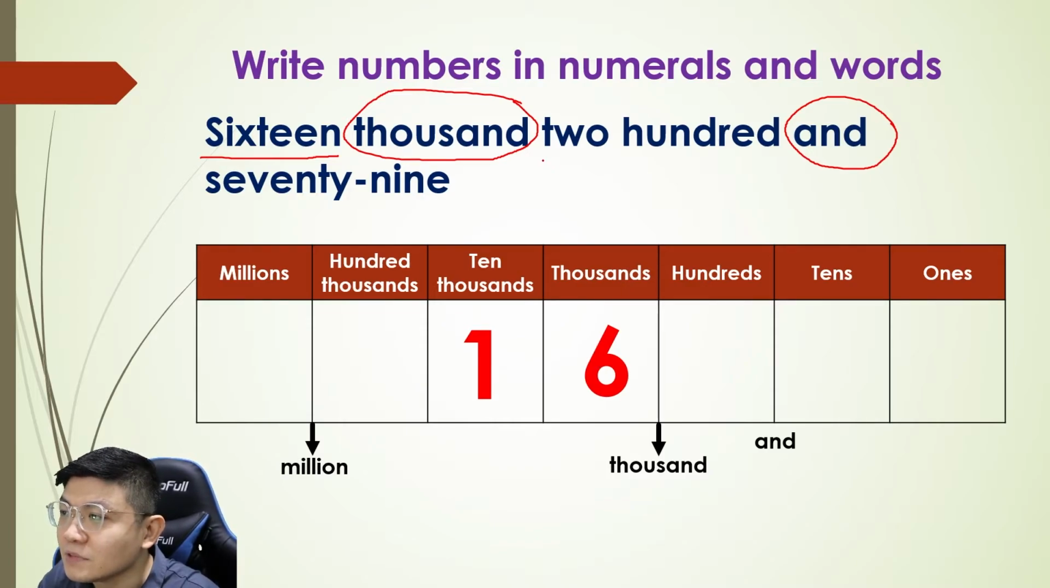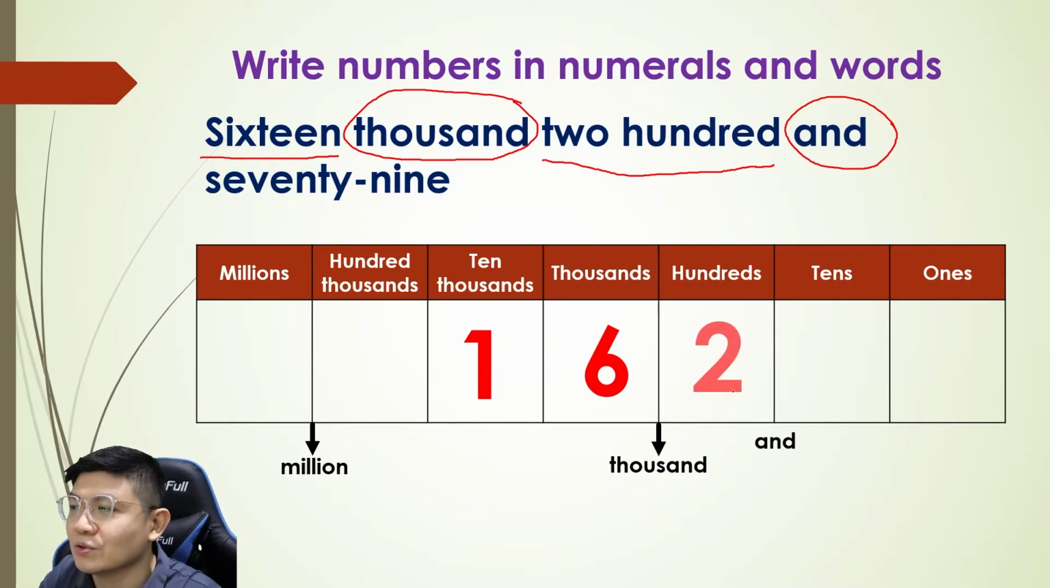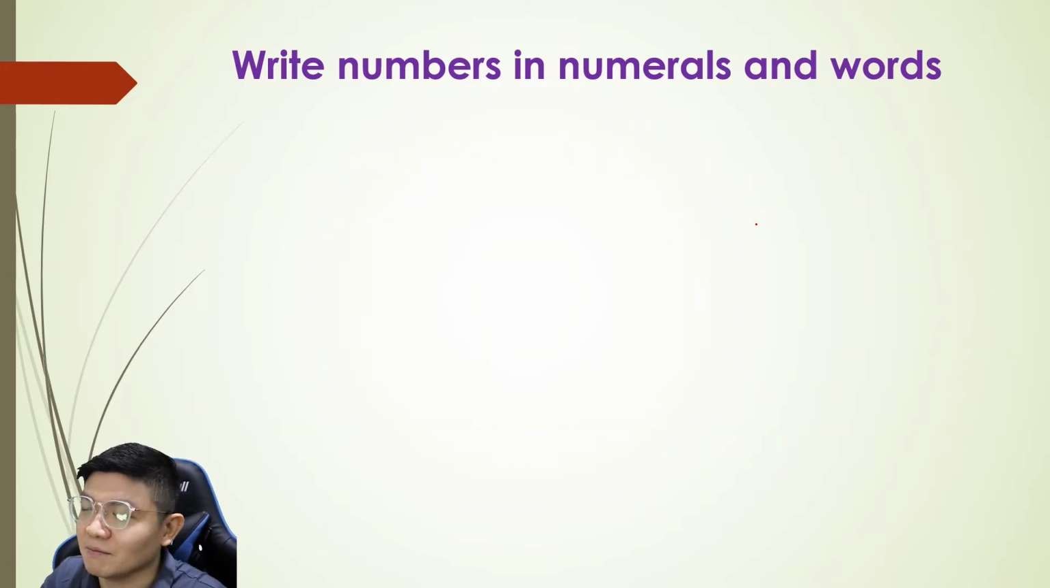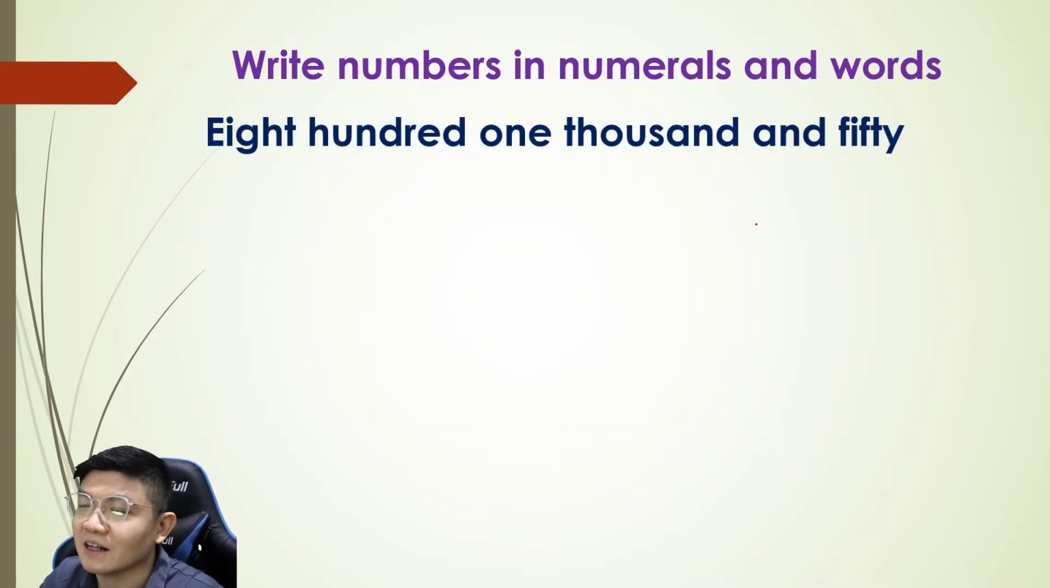Right, next, check here. 200. Before n is 200. So you write a 2 under hundreds. Then the last one after n, which is 79. So put 7 and 9. Okay. Now we read it. 16,279. As easy as that. Still confused? Don't worry. I will provide another example. Next, we read together.